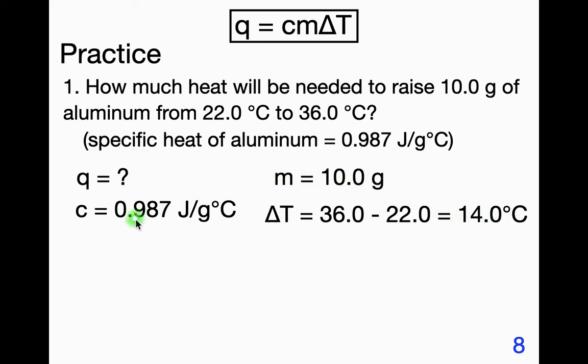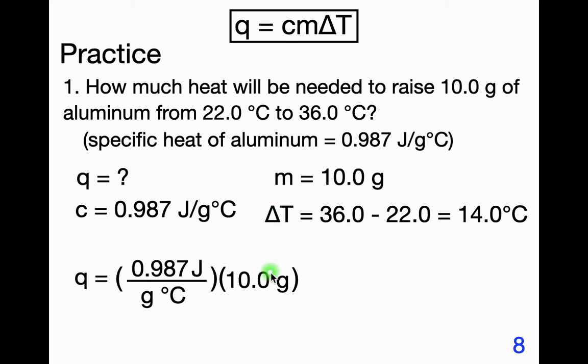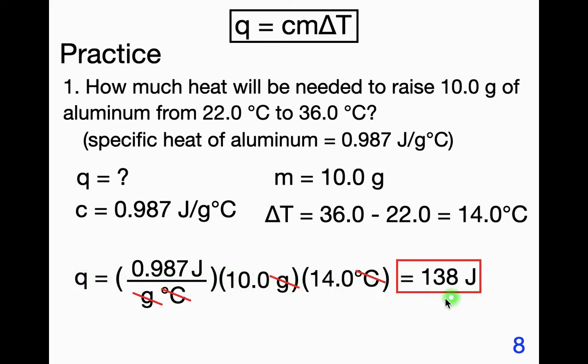So now we know everything. We know C, M, delta T, and we can plug those in to calculate Q. So let's do that. So the specific heat, C, the mass, 10 grams, and the change in temperature, 14 degrees Celsius. Okay, notice that grams cancels out, degrees Celsius cancels out, leaving us nothing but joules, which is what we want, because remember Q represents heat, and the unit for heat would be joules. So 138 joules. We're limited to 3 sig figs.